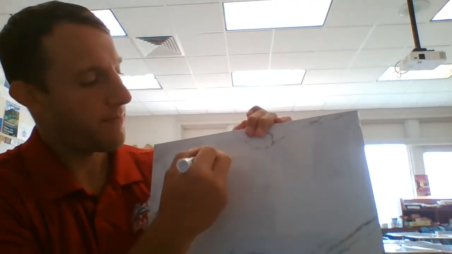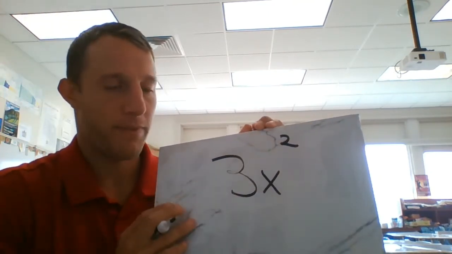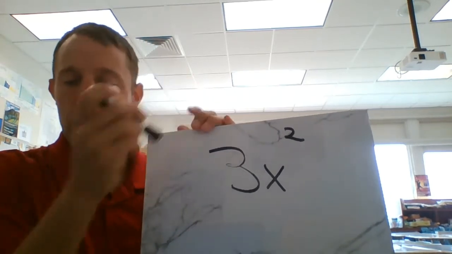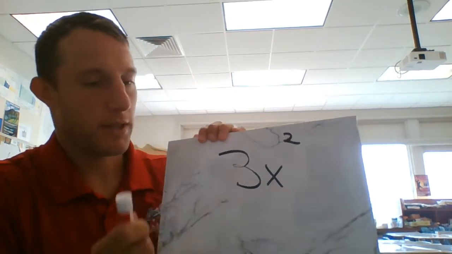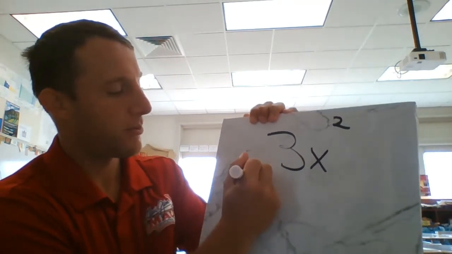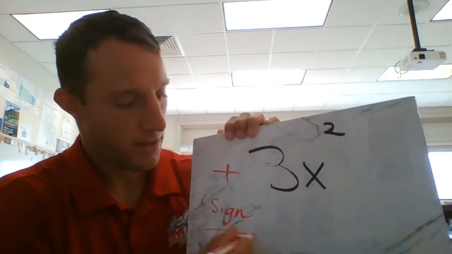Let's say I have the expression 3x squared, okay? In here, what I have is a sign, positive or negative. Remember when we did this? Our sign in this one is positive. Okay, I'll put that in red. So that's our sign.